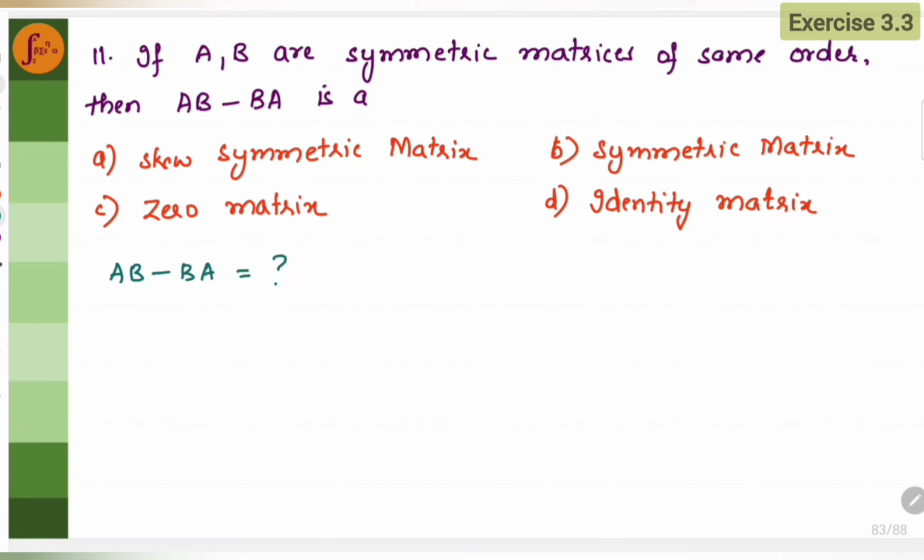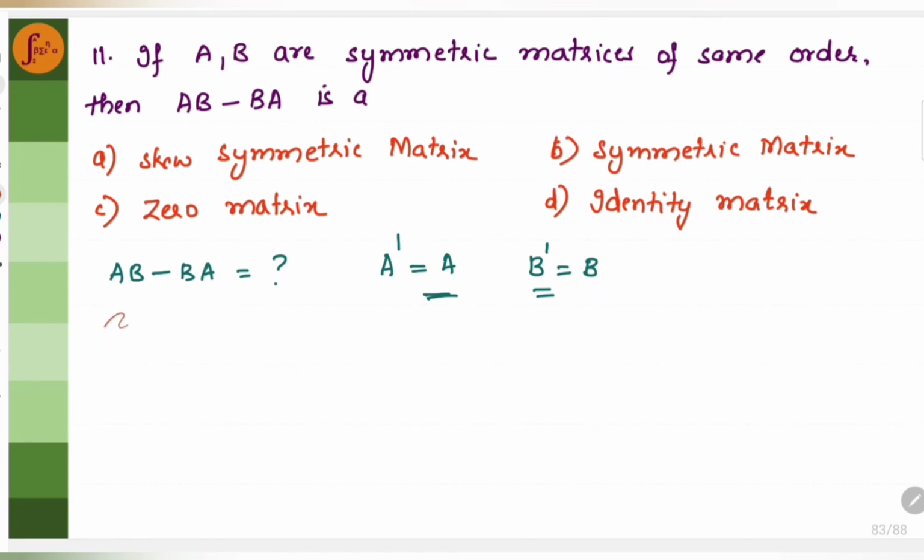What they've told us is A and B are symmetric matrices. A and B are symmetric. That means A transpose is equal to A, because it's a symmetric matrix. B is also a symmetric matrix, so B transpose is equal to B. Now, given these conditions, we'll have to find what matrix AB minus BA is.